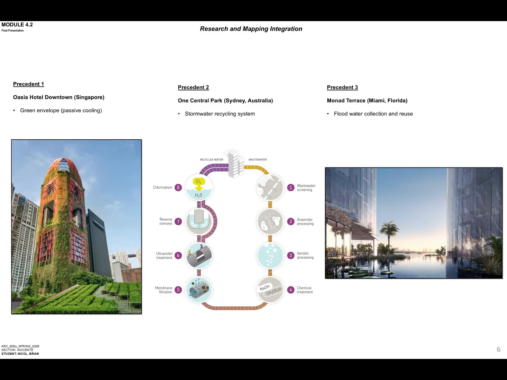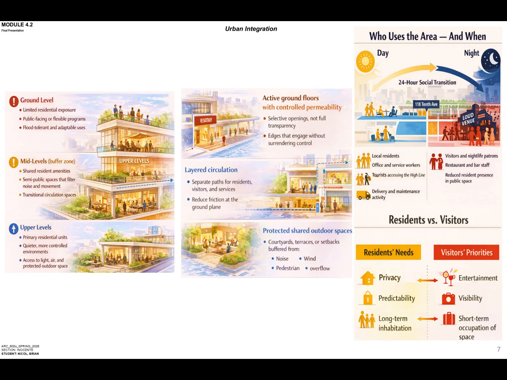We also look at the precedent studies to begin our project, to see what kind of buildings relate to our proposed building and what we can take from these precedents, like the green envelope in the Oasia Hotel Downtown in Singapore. The stormwater recycling system is one of the things that we took from One Central Park in Sydney. And then the Mata Terrace had a really good floodwater collection and reuse as it sat in a flood risk zone as well.